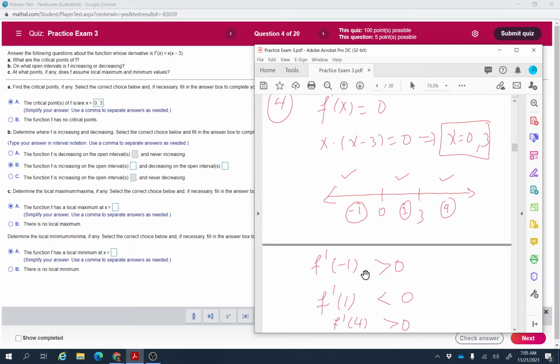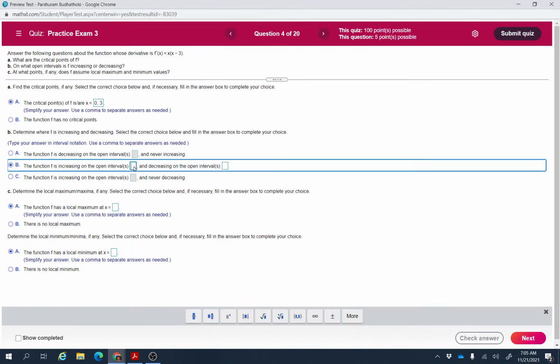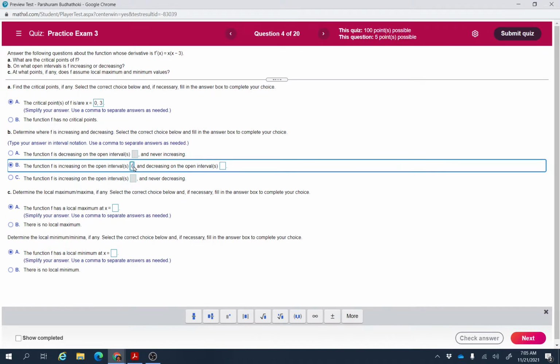Okay, so here we can see that the function is increasing on the interval, as you can see from the information we just found, from -infinity to 0, and separate the answers using a comma, and from 3 to positive infinity. On these intervals, the function is increasing, and the function is decreasing from 0 to 3.